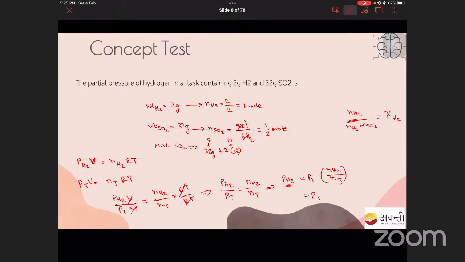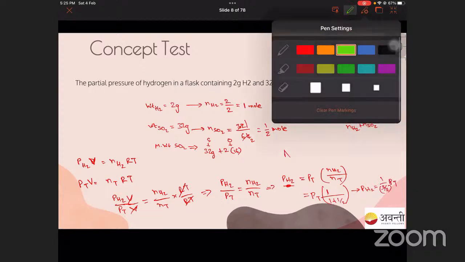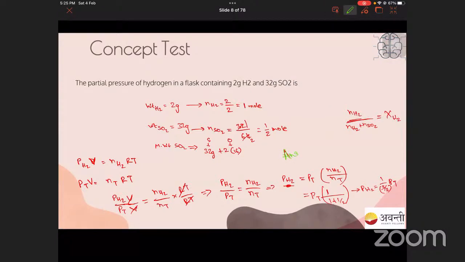Now, as we know, number of moles of H2, that is 1 mole, divided by total number of moles, that is 1 plus 1 by 2. Pressure of hydrogen is equal to how much? Nothing but if you do the LCM here, that will be 3 by 2. So do the calculation, 1 by 3 by 2 into total pressure. The answer will be, what? Pressure of H2 is equal to 2 by 3 total pressure, 2 by 3 times of total pressure. That will be your answer.